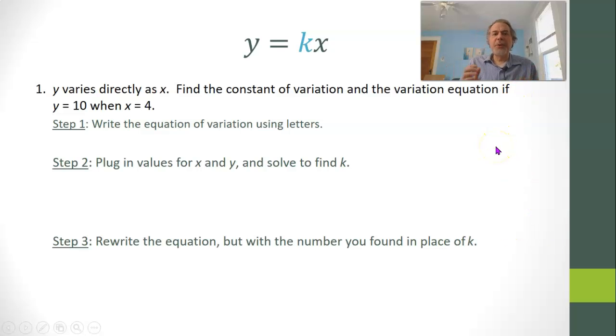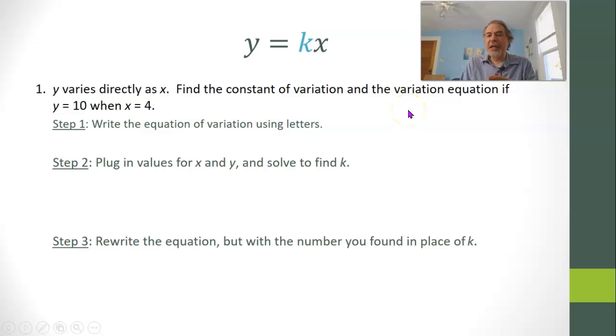So here's an example of a kind of problem you might have to do. Y varies directly as x. Find the constant of variation, that would be the k, and the variation equation, that would be the whole equation with that number in it, if y equals 10 when x equals 4.